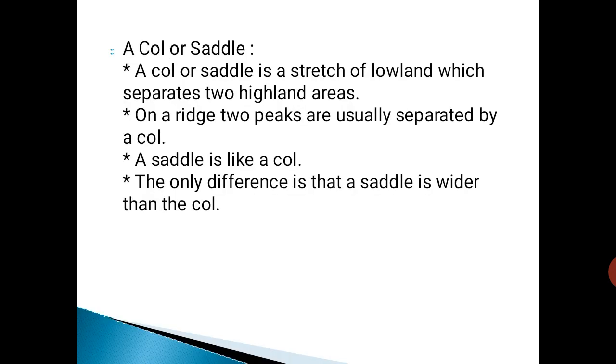A col or a saddle. A col or saddle is a stretch of lowland which separates two highland areas. Usually on a ridge, two peaks are separated by a col. A saddle is like a col. The only difference is that a saddle is wider than the col.